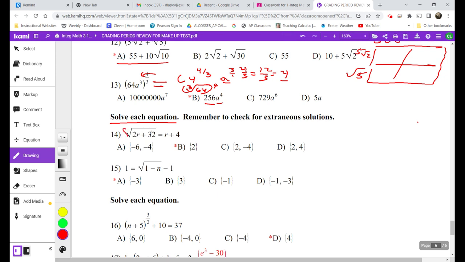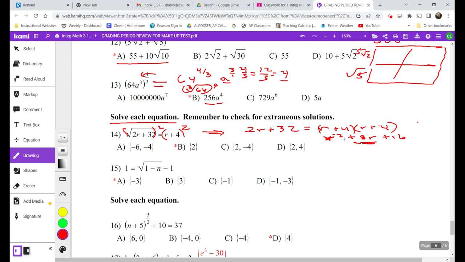I'm going to square. And again, sometimes I can't write real well with this. I'm going to square both sides. And so that's going to get me 2r plus 32 on this side. And then that's going to get me r plus 4 squared on the other side, which don't forget is r plus 4 multiplied together. So you get r squared plus 8r plus 16. Don't forget that middle term.